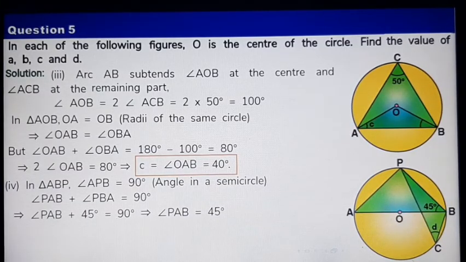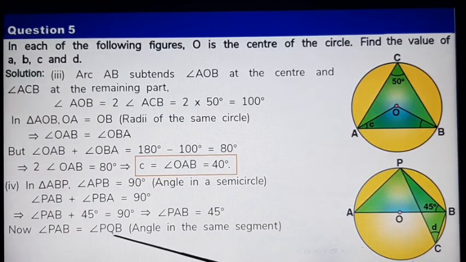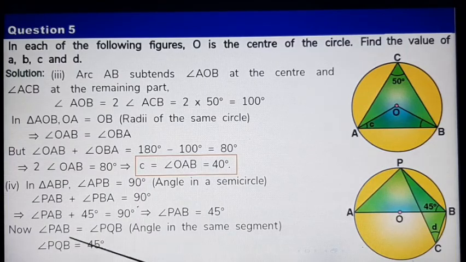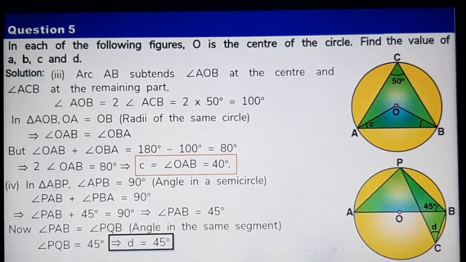Now we have found this angle, so we are definitely able to find this angle as well, right? We know that PAB will be equal to PCB. This is not PQ, this is PCB, please make the correction. Angle PCB, because they are angles in the same segment, will be equal to 45. So this is 45, and that's why the value of D will be 45 degrees. You may pause the video to note down.